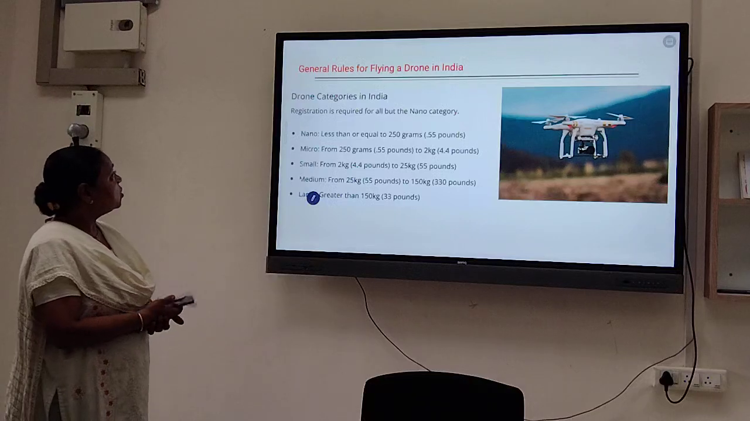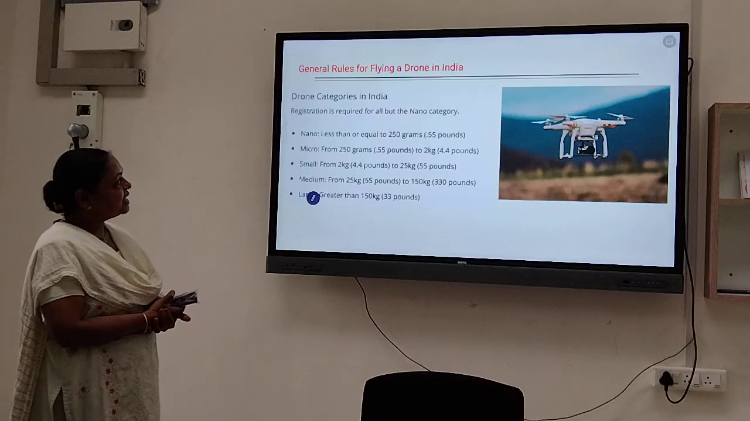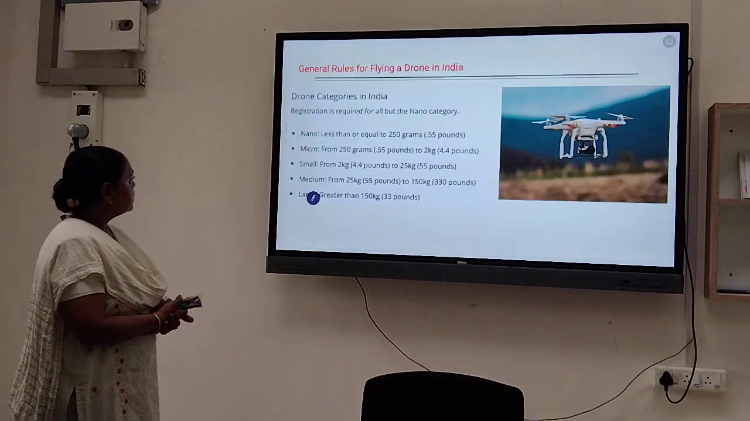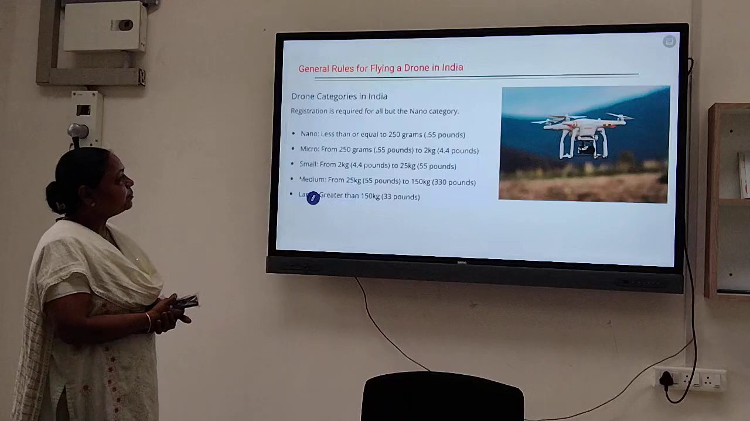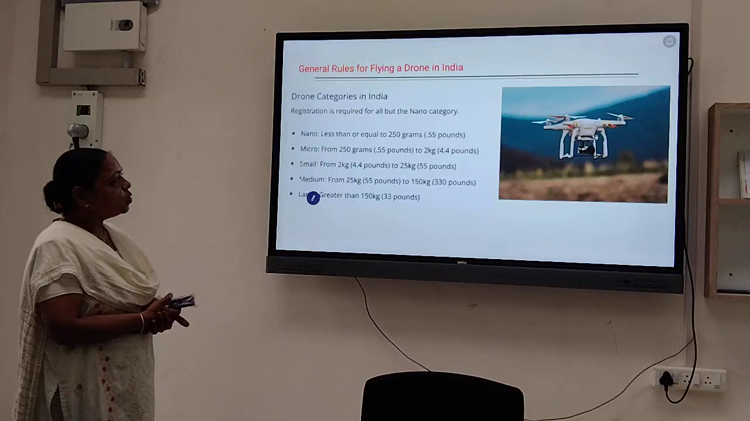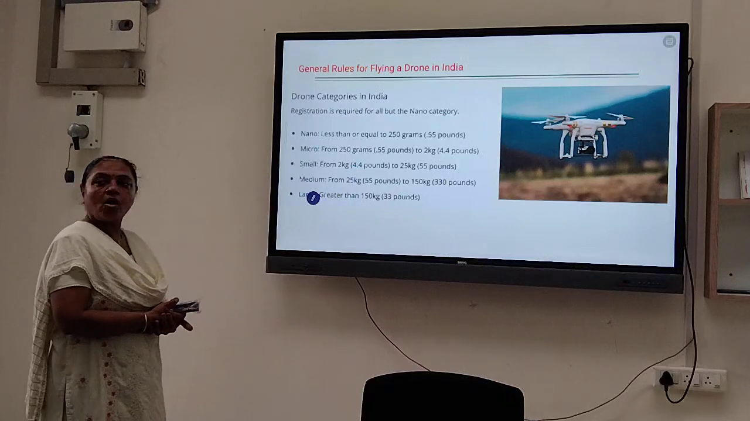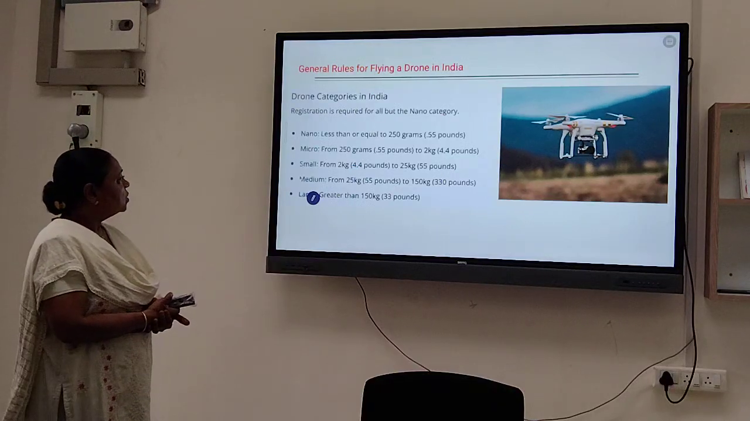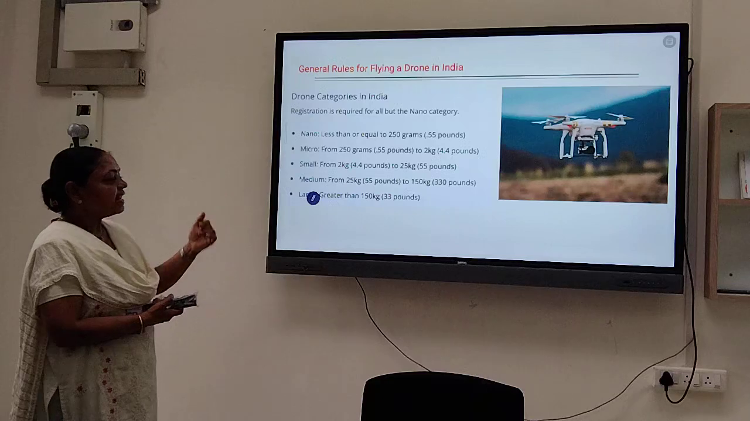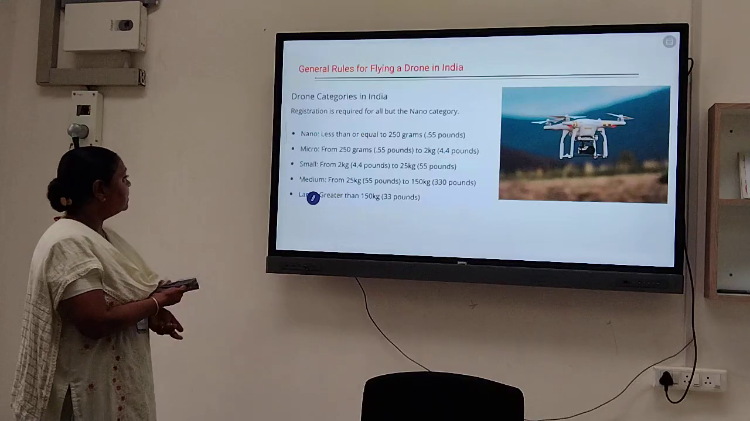The next topic is drone categories in India. There are different categories. Nano means less than or equal to 250 grams. Then the macro category is from 250 grams to 2 kg. Then small is from 2 kg up to 25 kg. Then the medium category is from 25 kg to 150 kg. And large is greater than 150 kg. These are the different categories in India: nano, macro, small, medium, and large.